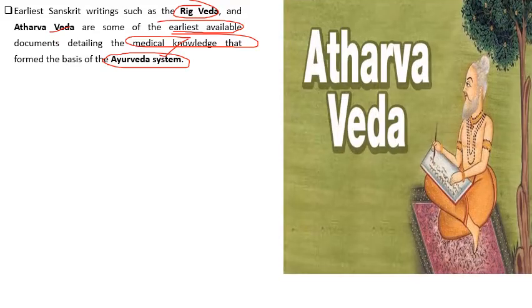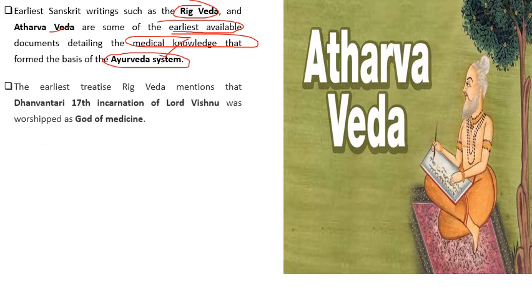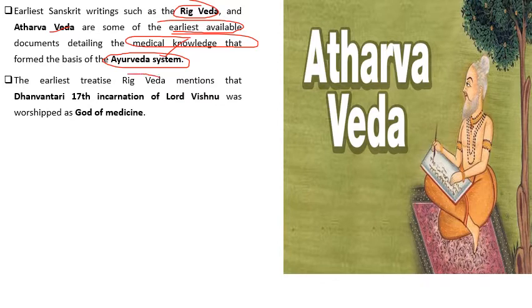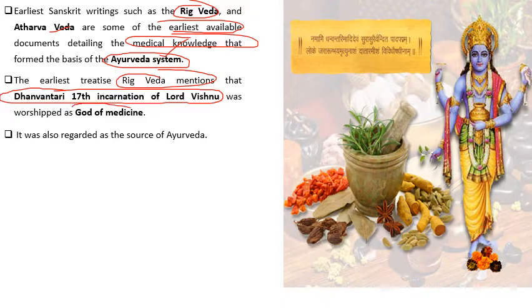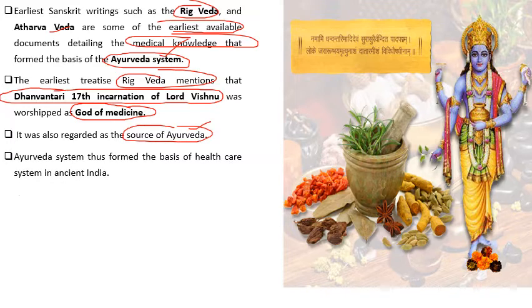Rig Veda में है information of some medicinal plants. Then we have Atharvaveda, which contain information regarding the medicinal plants. Now we have some other historic documents that contain the information of medicinal plants. The earliest treatise, Rig Veda, mentions that Dhanvantari, the 17th incarnation of Lord Vishnu, was worshipped as god of medicine. So we call Dhanvantari as a god of medicine. It also played an important role to form the present day Ayurveda system. Ayurveda system thus formed the basis of healthcare system in ancient India.